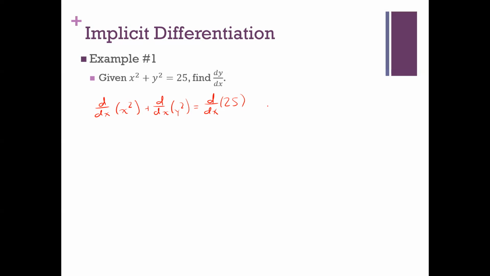So let's focus on the ones that are going to be pretty simple right now. With respect to x, what's the derivative of x squared? We're going to leave the y term alone for a second. What's the derivative of 25 with respect to x? 0. All constants differentiate to 0. How do we deal with the y squared term?